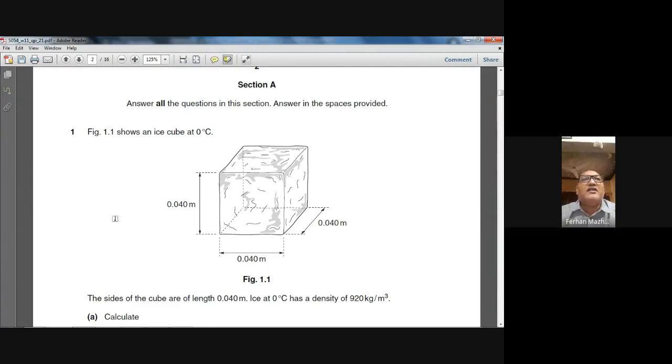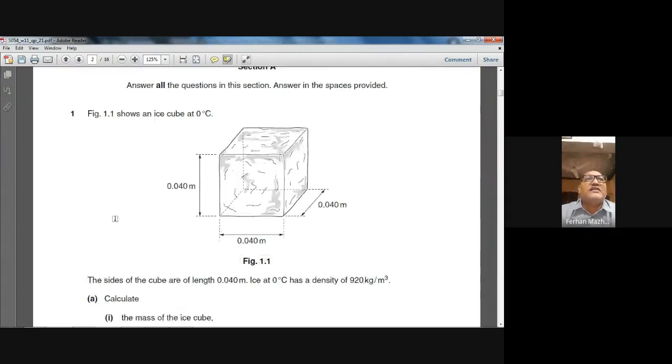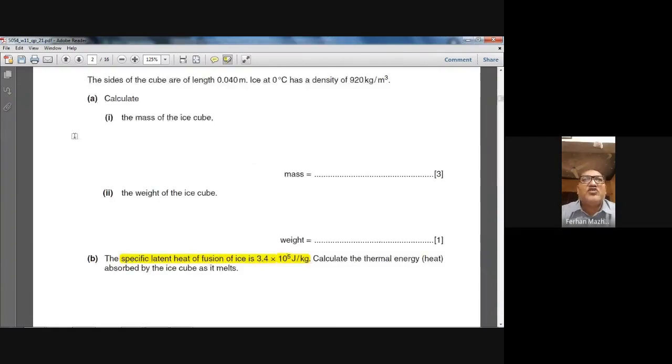Question number 1 shows an ice cube at 0 degrees centigrade. The sides of the cube are length 0.040 meter. Ice at 0 degrees centigrade has a density of 920 kg per meter cube. The first question is: calculate the mass of the ice cube. If you want to find out the mass of the ice cube, the density is given. You can find it if I need to know the volume.